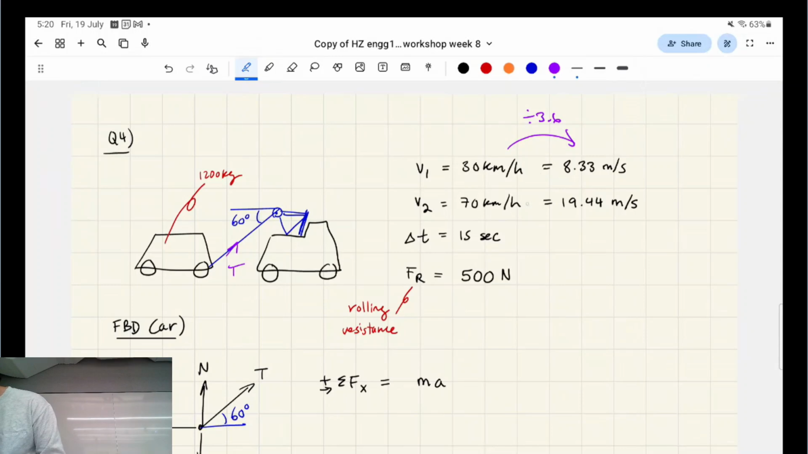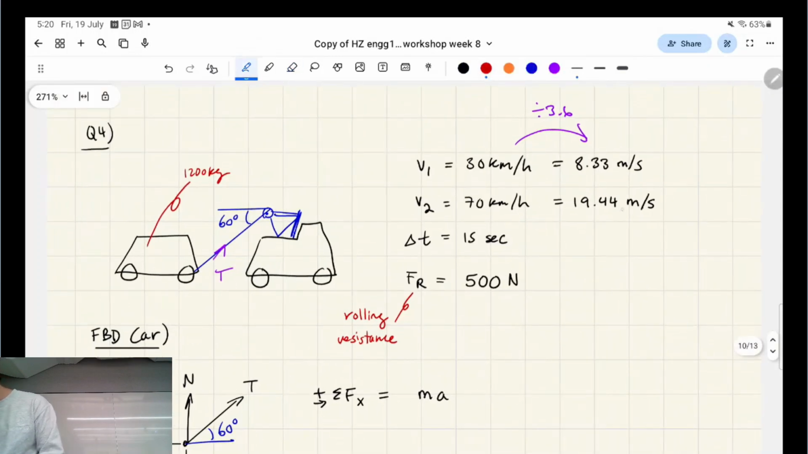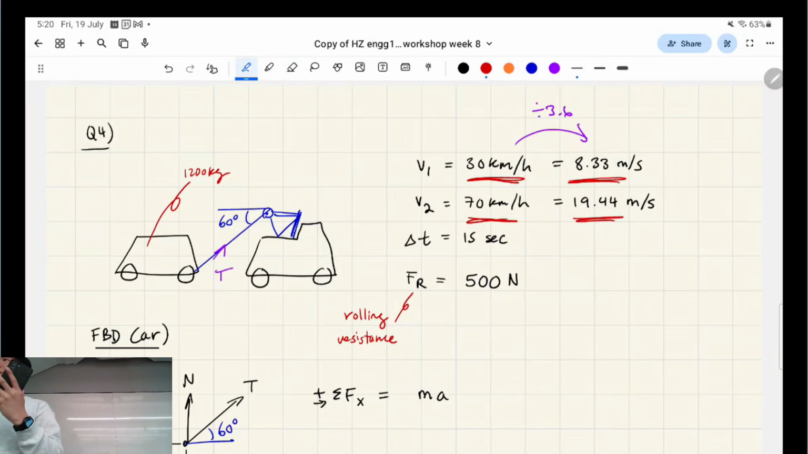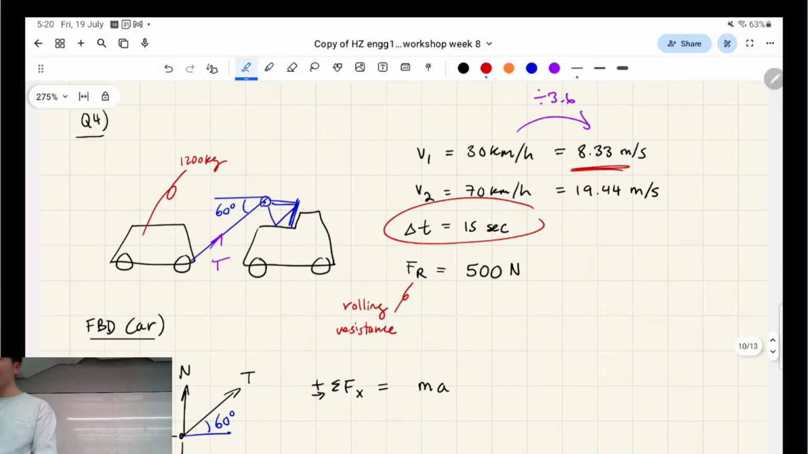Same with this, we've converted it to meters per second. So the initial velocity is 8.3, and then the car speeds up to 19.4. Since we're talking about cars, it helps to think of it like this: the initial velocity is 30 kilometers per hour, and then the car linearly accelerates to 70 kilometers per hour over 15 seconds.